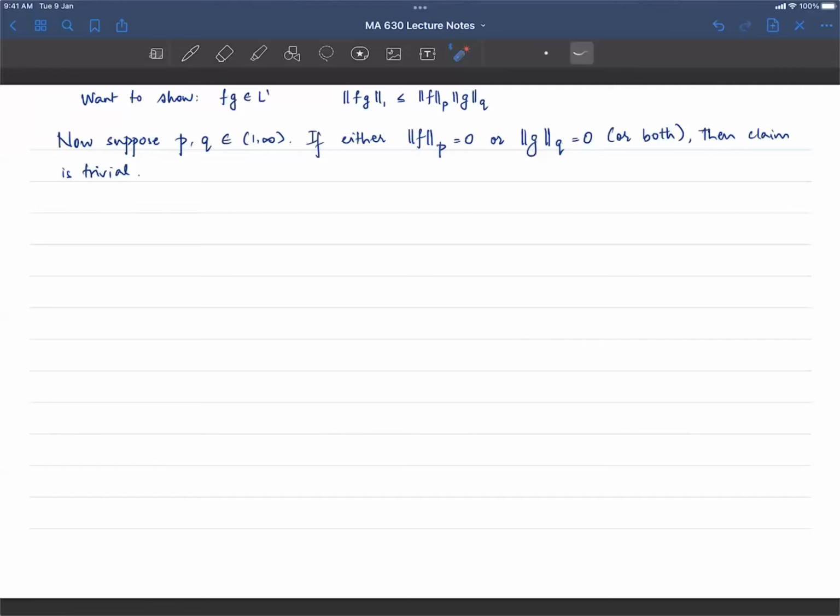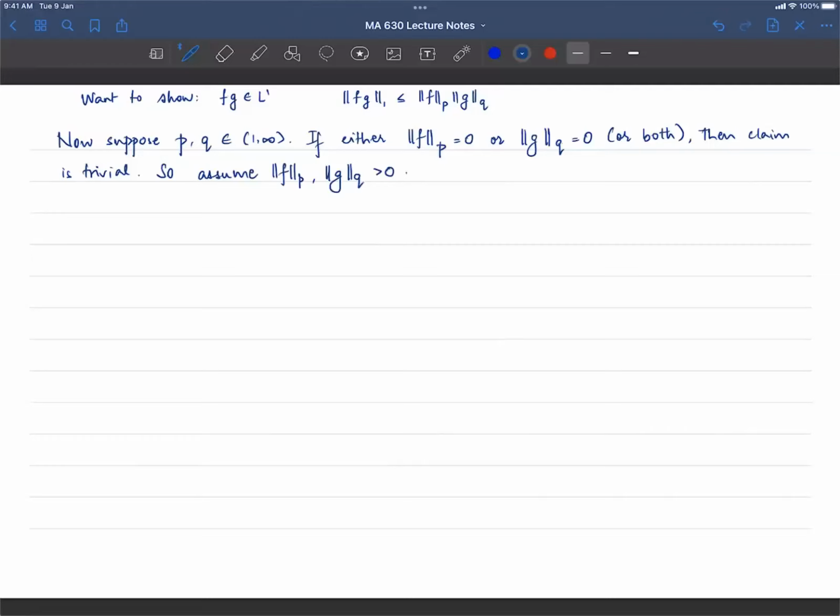All right, so now suppose that both these guys are non-zero. Note, I'm not talking of the value of F at specific points here. This is not the value of F at a specific point, this is the norm. This is what you get by taking the absolute value of F to the pth power, integrating it, and taking the pth root. So now assume the norm of F in P and the norm of G in Q are strictly greater than 0.